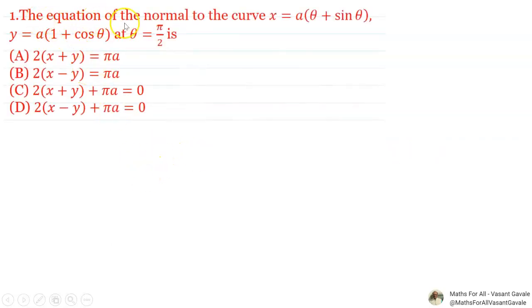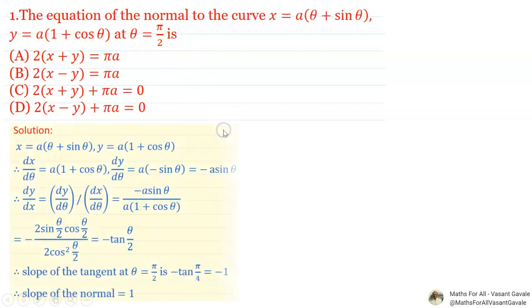The equation of the normal to the curve x equals a times (theta plus sin theta), y equals a (1 plus cos theta) at theta equals pi by 2 is. Okay, now here x and y are parametric functions, so dx upon d theta equals a as it is, derivative of theta is 1, derivative of sin theta is cos theta, dy by d theta, a is a constant, derivative of cos theta is minus sin theta, derivative of 1 is 0, and hence dy by d theta equals minus a times sin theta.